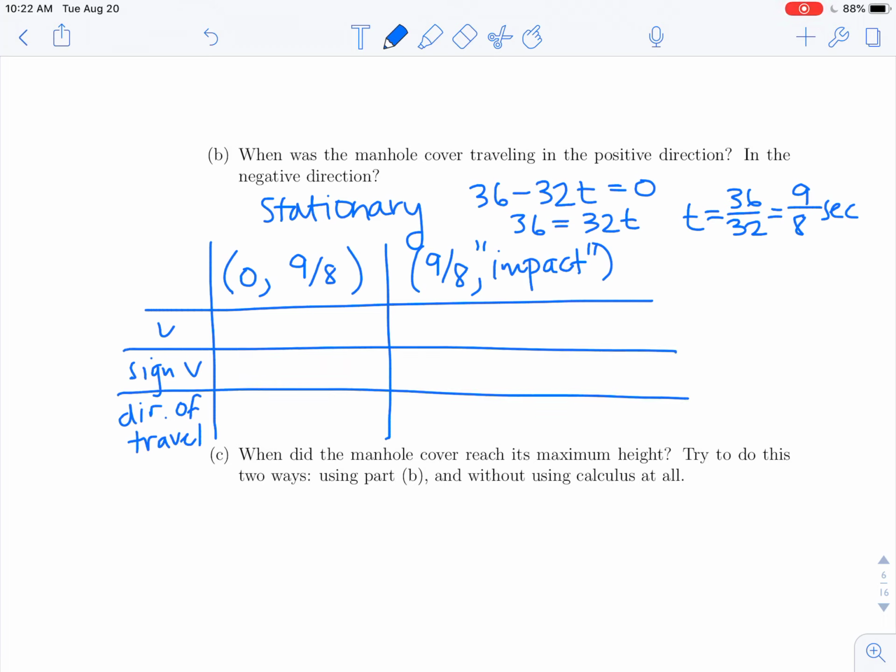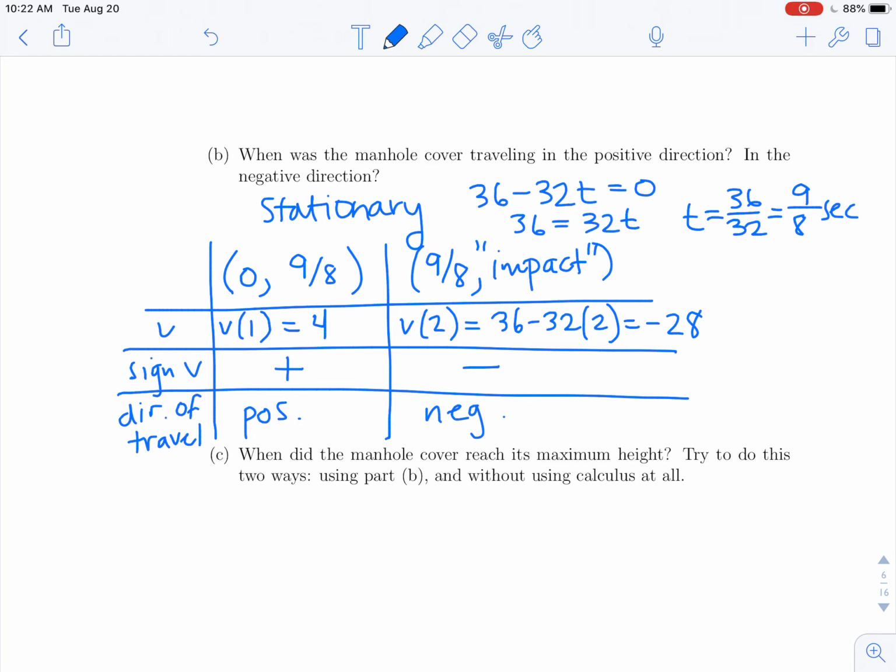So from 0 to 9/8, I'm definitely going to plug in 1. So I'm going to work out the velocity at 1, which is 36 minus 32, which is 4. And then from 9/8 to impact, I'm just going to plug in 2. So velocity at 2 is going to be 36 minus 32 times 2, which is negative 28. So my sign of the velocity is positive here, it's negative there. My direction of travel is positive direction and then negative direction, which makes sense when you think about the model.